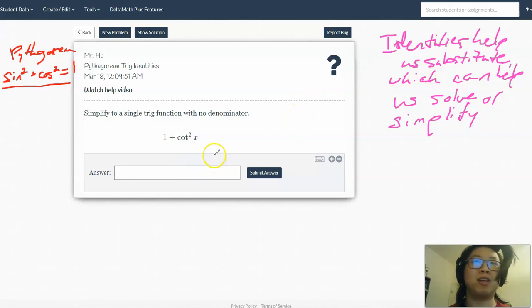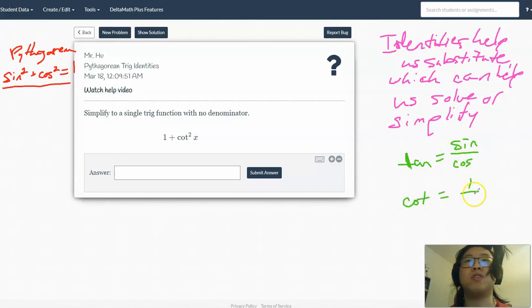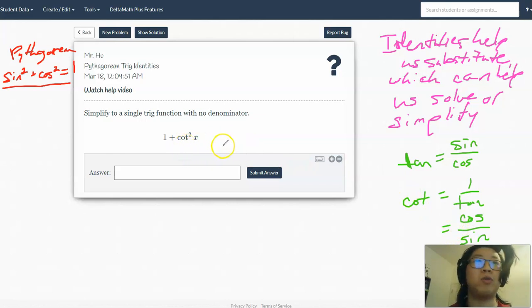This is probably about as complicated as this gets. First of all, cotangent you should understand is 1 over tangent, but we also know that tangent is sine over cosine. There's that wonderful identity I said before, right? And if cotangent is 1 over tangent, then you could also say it is cosine over sine. It's the flip of our original statement, our tangent. So I'm going to rewrite this very quickly: 1 plus cosine squared x over sine squared x.